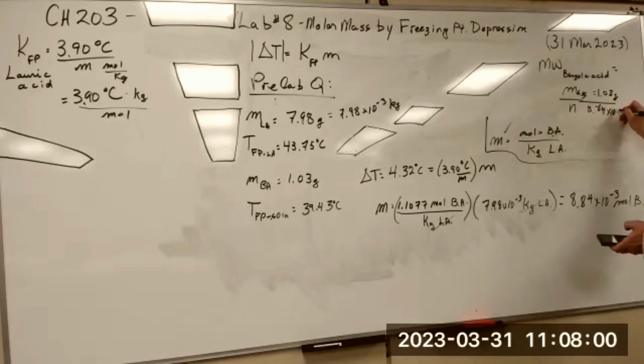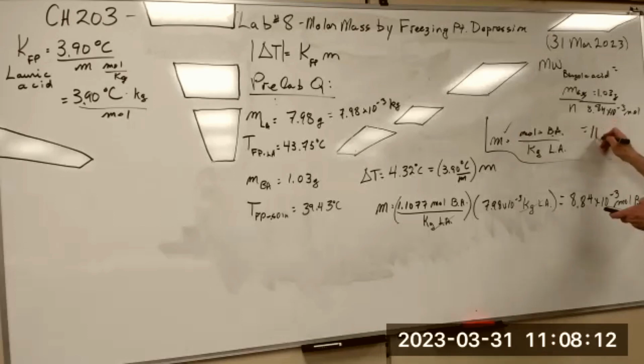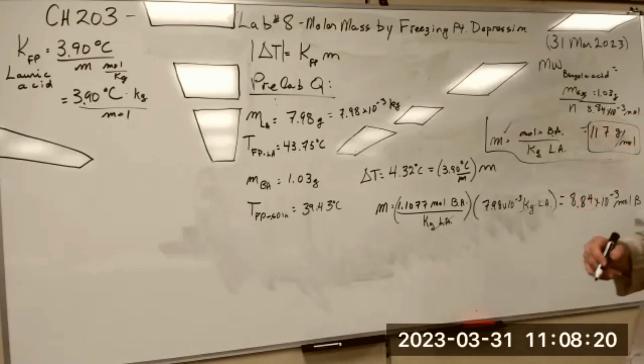8.84 times 10 to the minus 3 moles. So we divide 1.03 by that, and I get 117, rounded to 3 places, grams per mole. That's our experimental value.